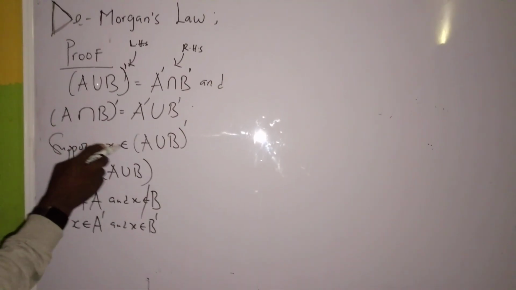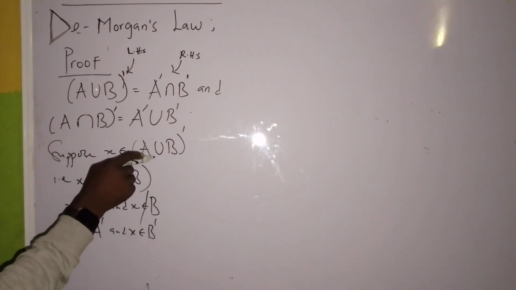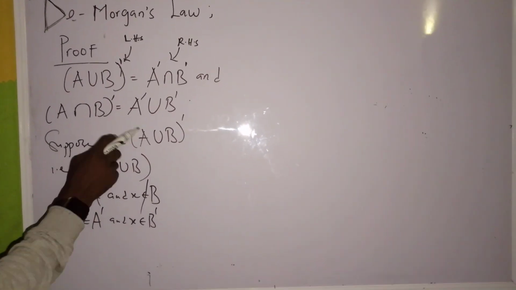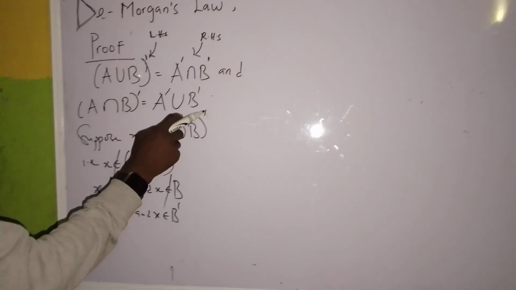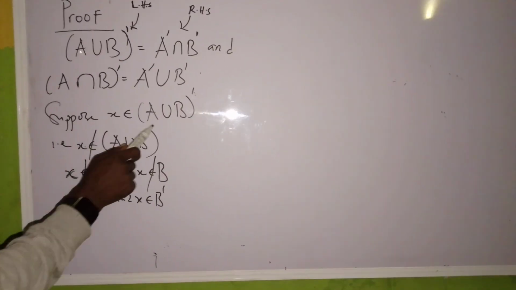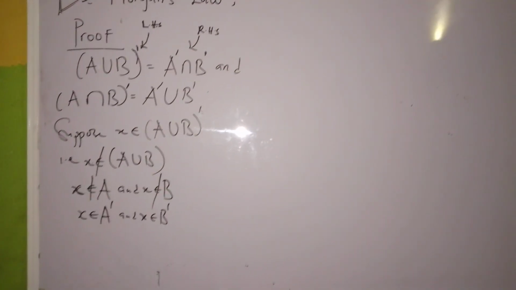I said suppose x is a member of (A union B) complement. So if x is a member of this one that is carrying complement, by the time you remove the complement away, it means that x is not a member of the one that is not carrying the complement. It's just a word and opposite.